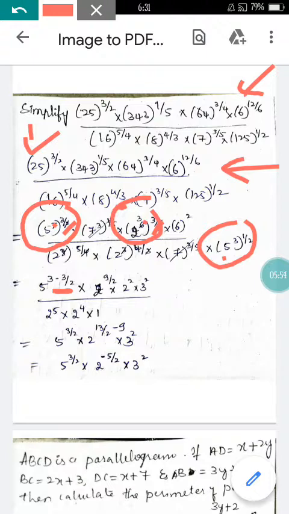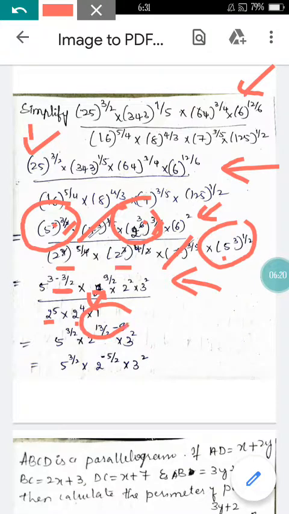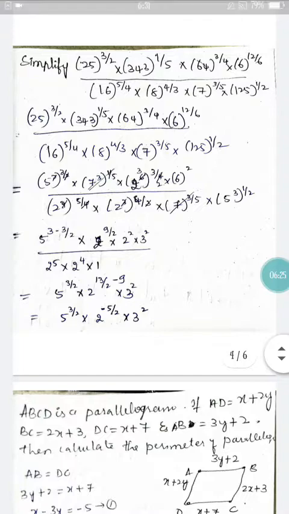You can see here, from here 6 I have split into the 2 terms, 2 square into 3 square, right? It will be the same. And 7 cube I have cancelled out from both the terms, and the remaining terms will be as they are, right? Now again, what I have done here is just take 2 raised to powers on one side as I have taken here, and keep the other terms as they are.